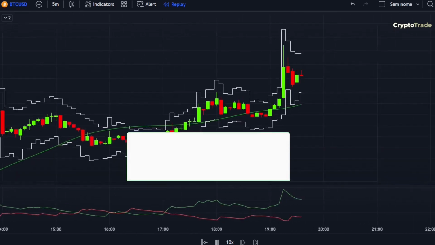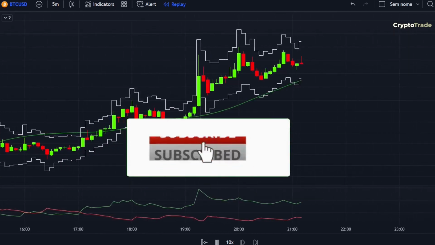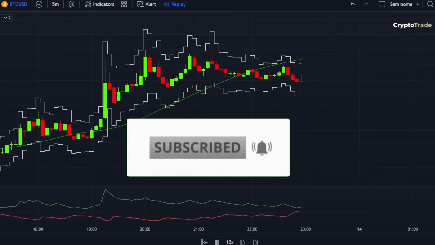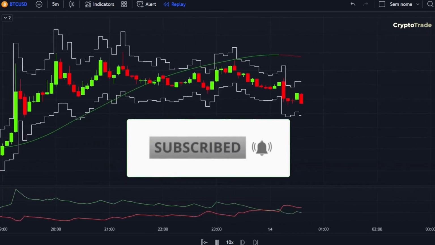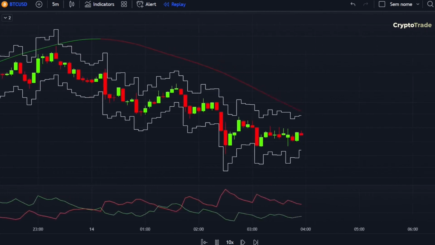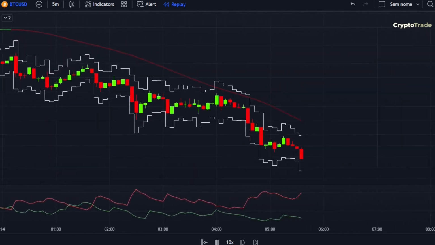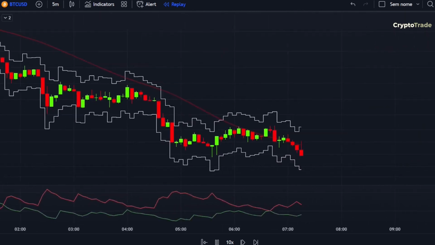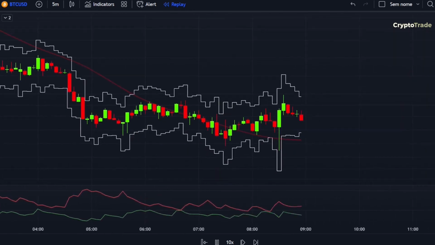I will show you how to invest in crypto and how to use this quick and easy 5-minute scalping strategy with high win rate. I want to introduce you to a strategy that tells you exactly where to enter long or short positions in the cryptocurrency market. I'm using the 5-minute time frame.